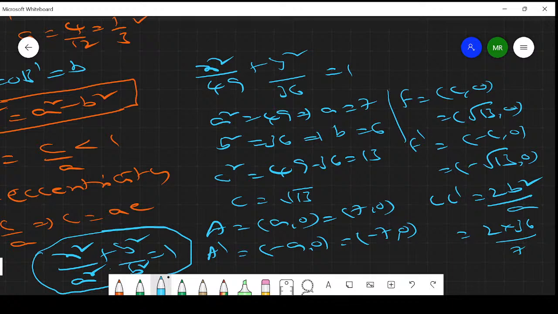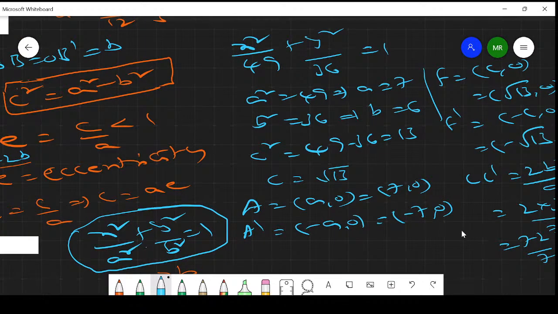The length of the latus rectum formula is 2b square by a. We know b square is 36, so 2 into 36, and a is 7. I can't simplify this further. It comes to 72 by 7. That is the length of the latus rectum, right? The formula is 2b square by a, where b square is 36 and a is only 7. That is what they are asking us to find.